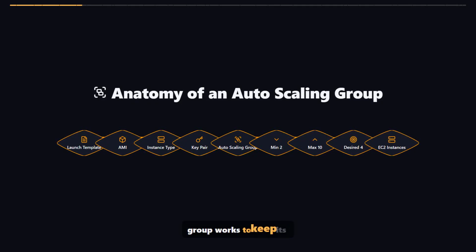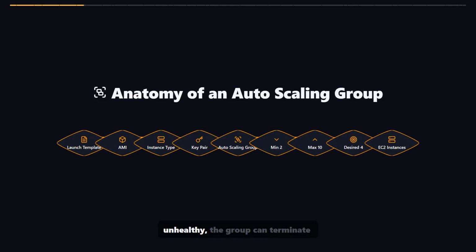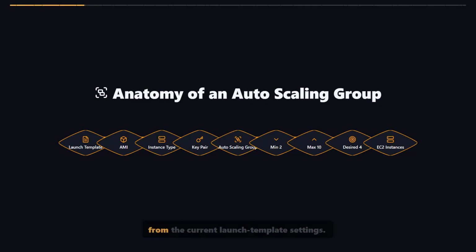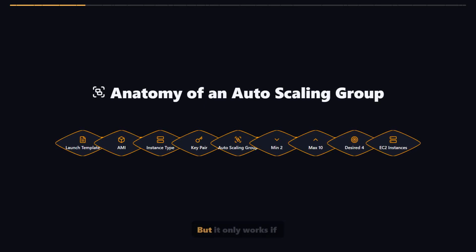The group works to keep its current capacity aligned with the desired capacity while staying within the minimum and maximum limits. If an in-service instance becomes unhealthy, the group can terminate it and launch a replacement from the current launch template settings. That is the self-healing part. But it only works if your launch template can create a healthy, fully configured replacement instance.